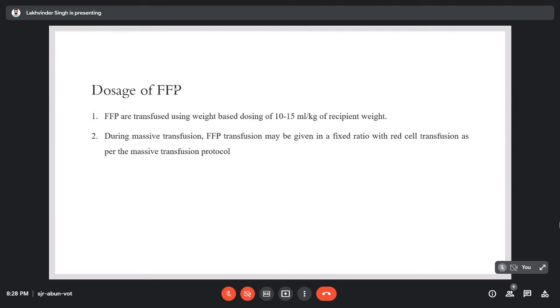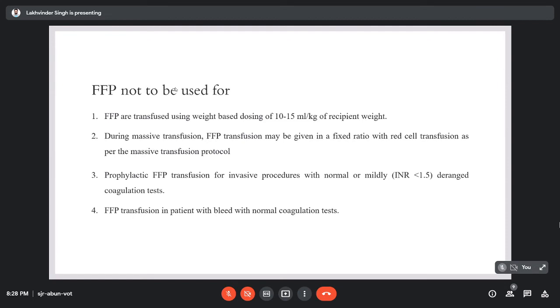Now, there has to be a rational use of FFP because FFP has so many side effects, so many adverse effects.